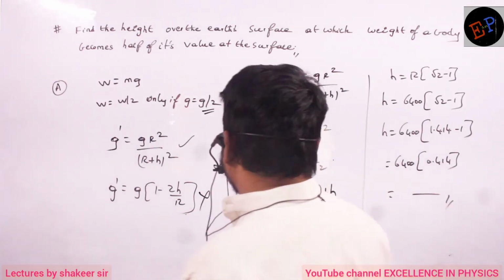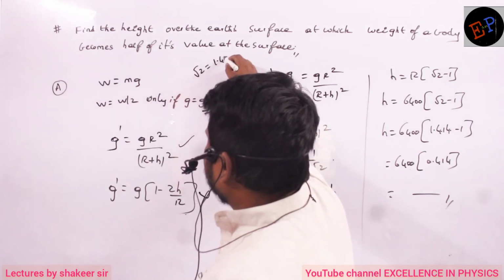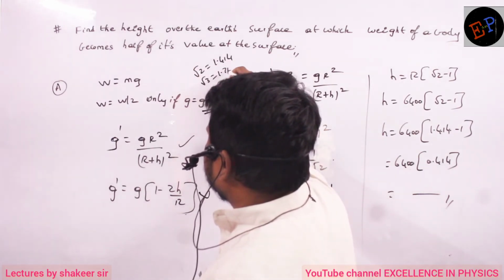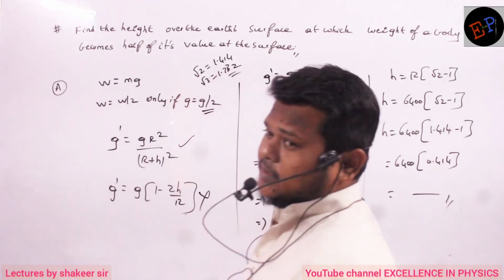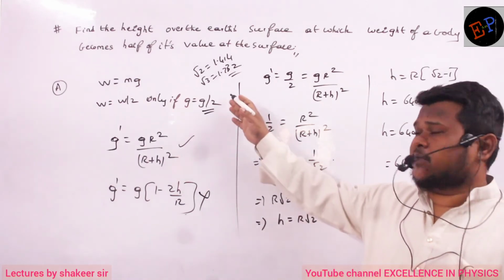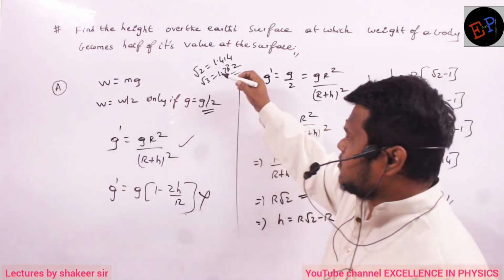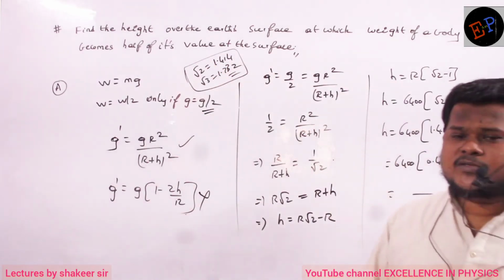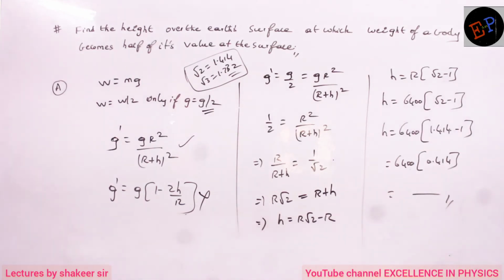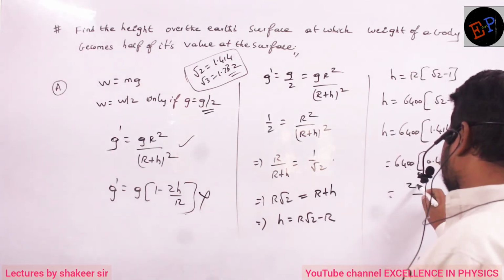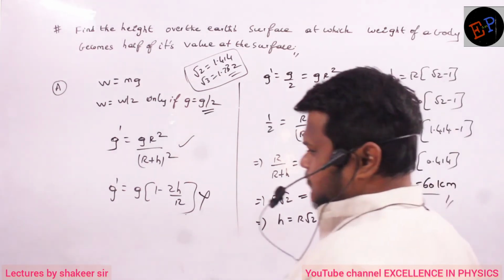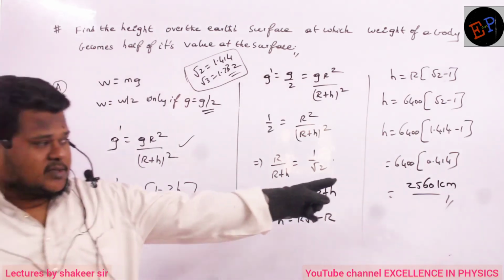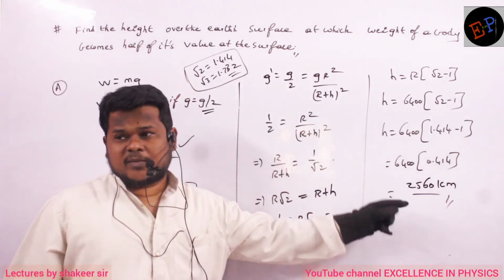Okay, Amma? So these values you should remember. Root 2 value approximately 1.414. Root 3 value 1.732. Okay? These two values you should remember, because in some of the questions, you may have to use these two. Root 2 is 1.414, root 3 is 1.732. Okay? So therefore, the answer which I will get is 2560 kilometers. So if you go to this much height, then your weight will become half.